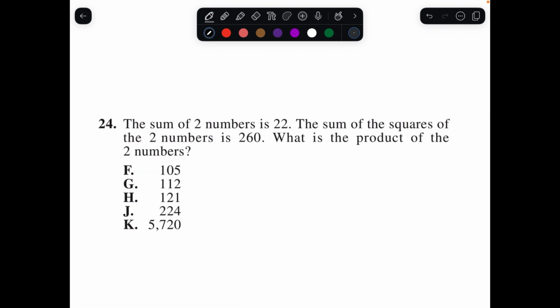All right, on to question 24. Question 24 says the sum of two numbers is 22, and the sum of the squares of the two numbers is 260. What is the product of the two numbers? For this question, the best way to do this is using algebra. But if you don't know how to set it up, you could always just plug in numbers. First, I'll show you the algebra way, and then I'll show you the guessing and checking way.